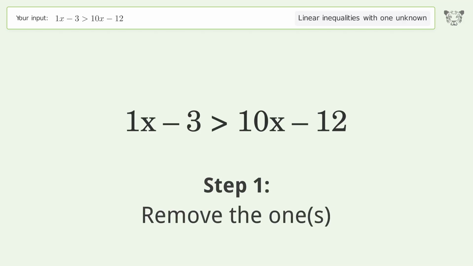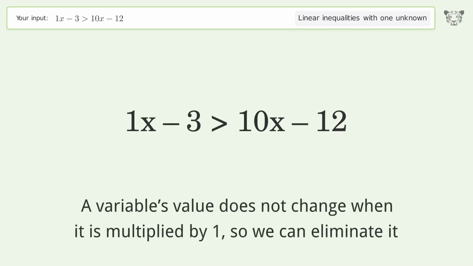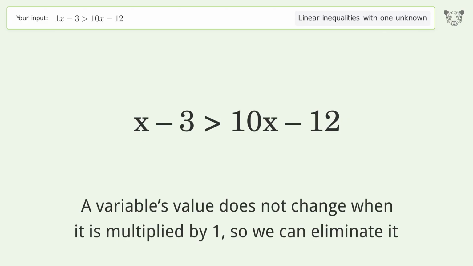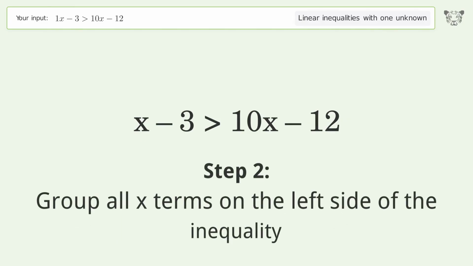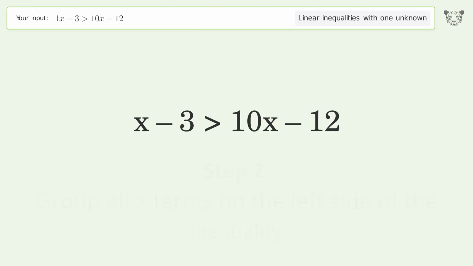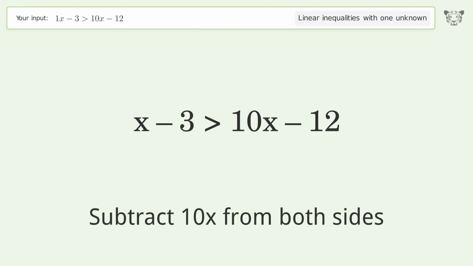Remove the ones. A variable's value does not change when it is multiplied by 1, so we can eliminate it. Group all x terms on the left side of the inequality. Subtract 10x from both sides.